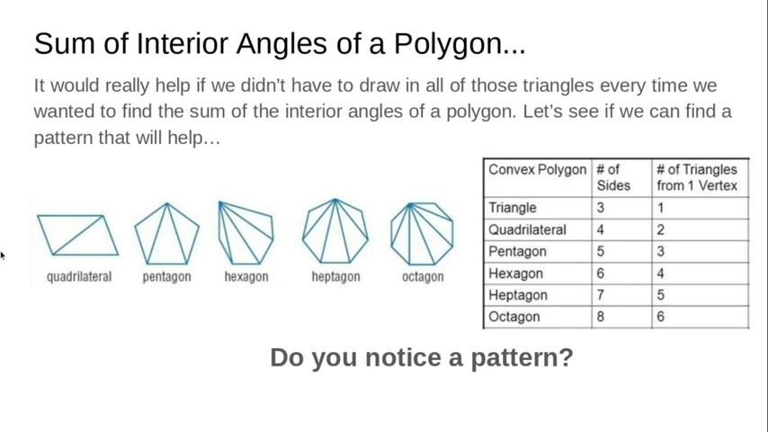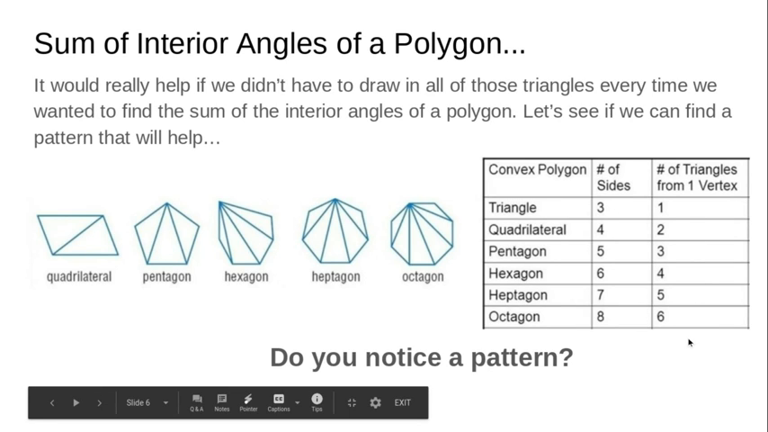We have here on the left a quadrilateral. It can be broken into 2 triangles. A pentagon is broken into 3. The hexagon, which is what we just did a moment ago, is 4 triangles. The heptagon is 5, and the octagon is 6. So maybe if you look at it in this format over here with a table, here's our number of sides, and then here's our number of triangles. Do you notice a pattern? I'm hoping you do.